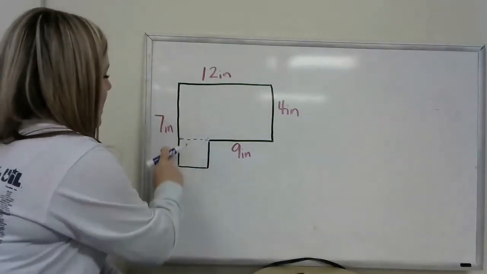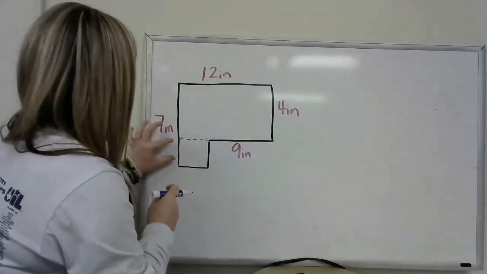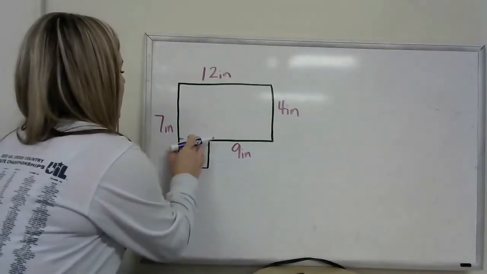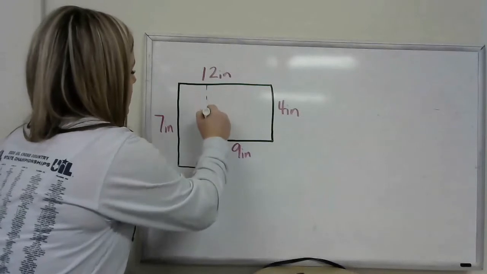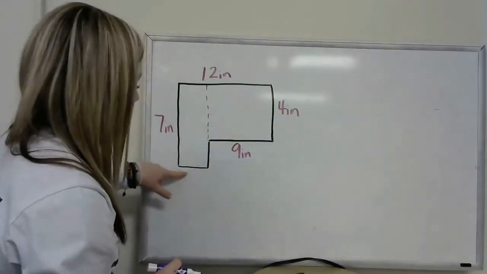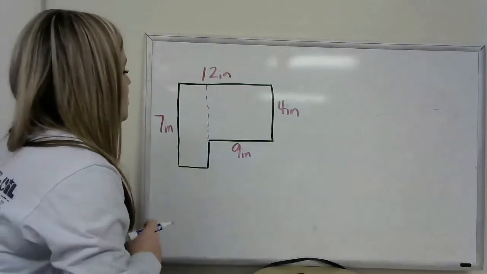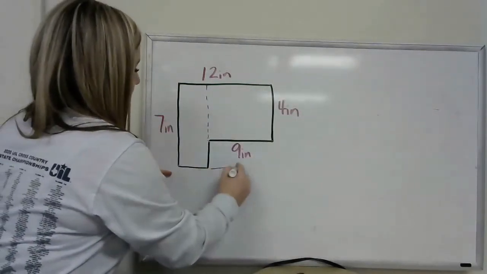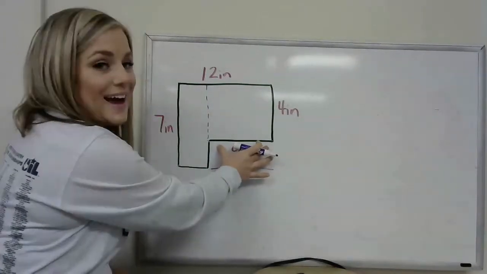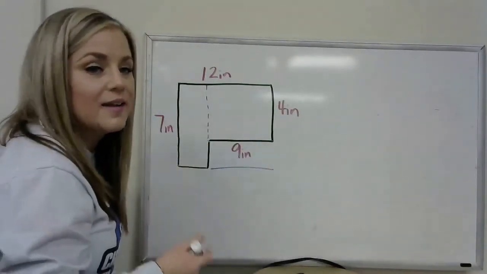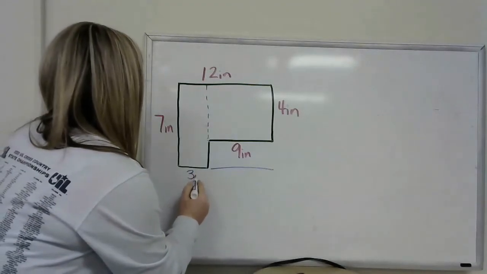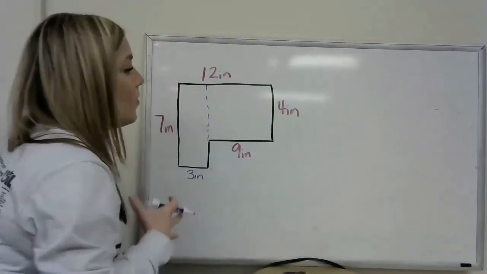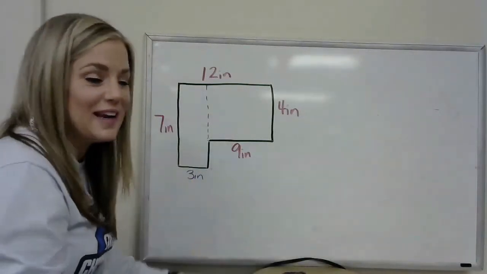So if this whole side is 7 inches, we need to know how much this is. Maybe it would be better to do this, that way we only have to find out what this is. If this whole stretch is 12, and we know this much is 9, what is 12 minus 9? 3. So we know that this is going to be 3 inches. That's how we figured that out. This is how I like to do it. You do it however you want.